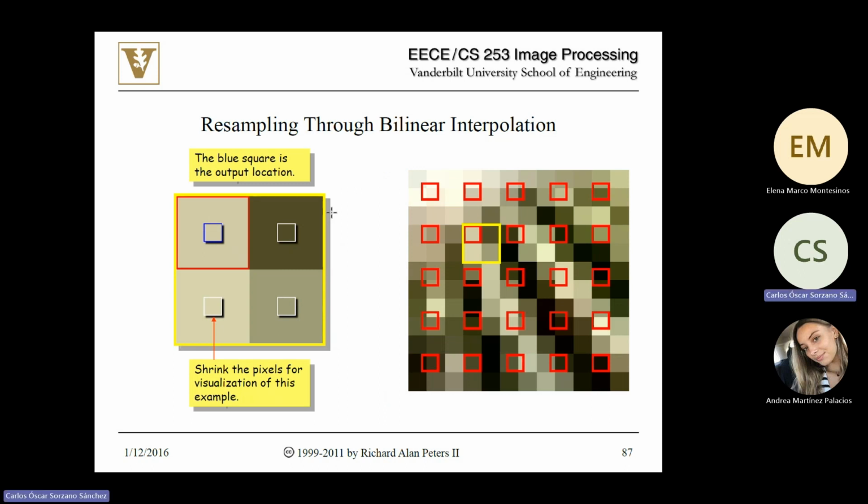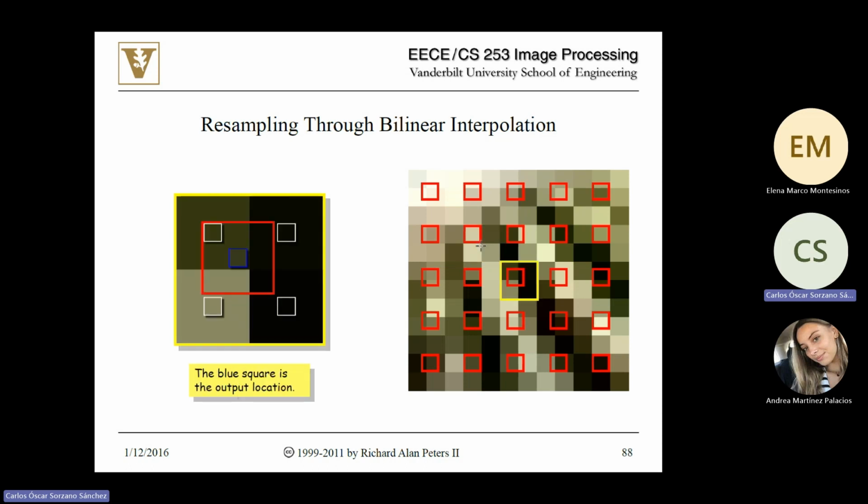Let's say that we want to take this value here. This is easy because we have the value at the pixel. Our red point is at the same location as one of our original pixels, so we simply copy. What about this one? Now our red point is not at a pixel location, so we want to interpolate here.